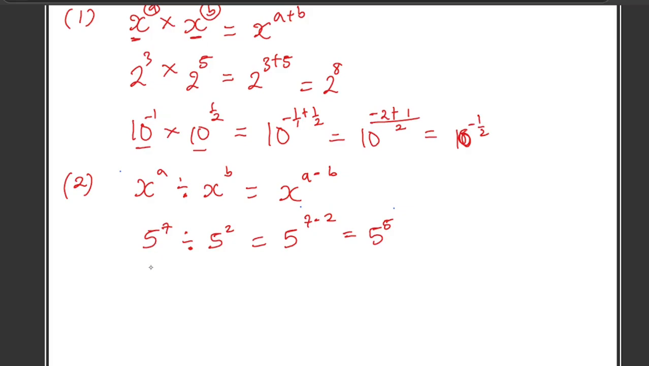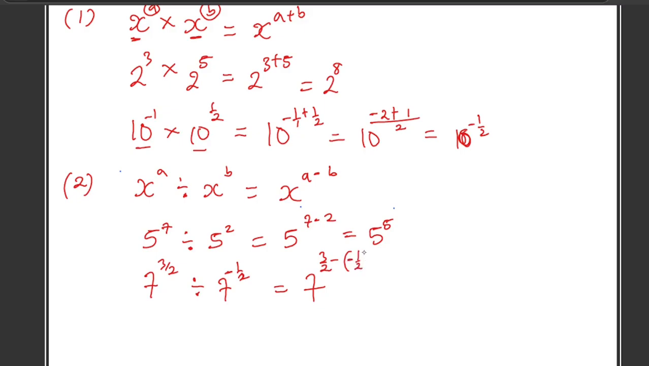Another example is where we have 7 raised to power 3 over 2 divided by 7 raised to power minus 1 over 2. The condition is that they should have the same base, and you can see that they have the same base. We simply take one of the bases, that's 7, and we subtract the indices because we are dividing. 7 raised to power 3 over 2 minus 1 over 2.